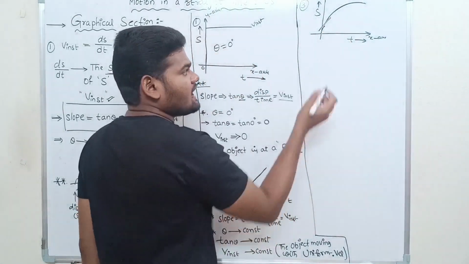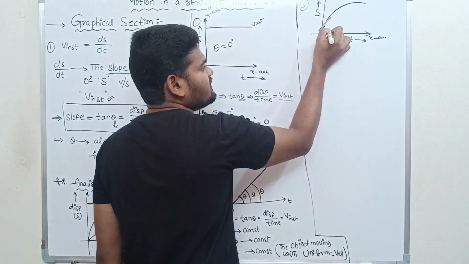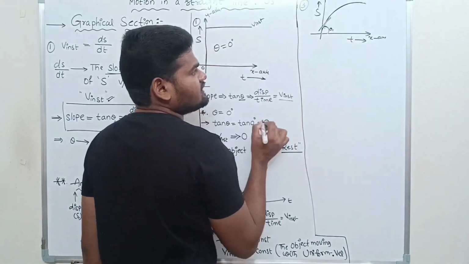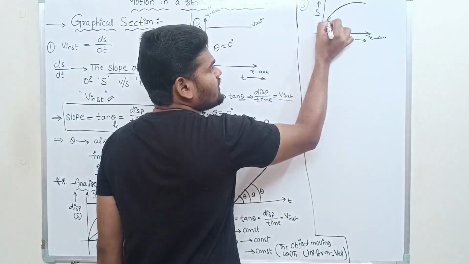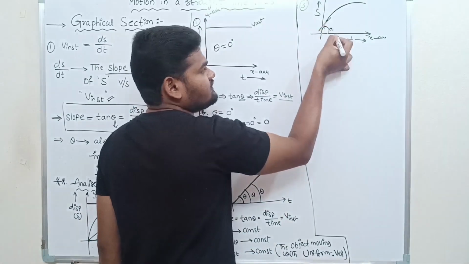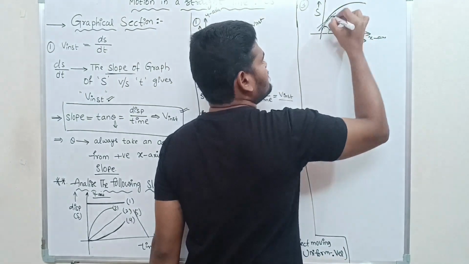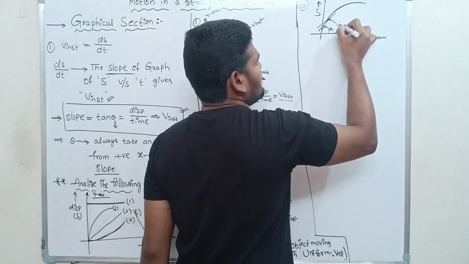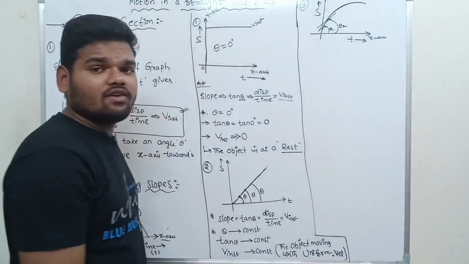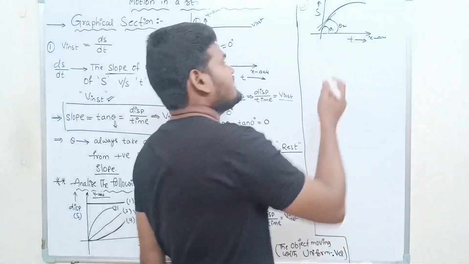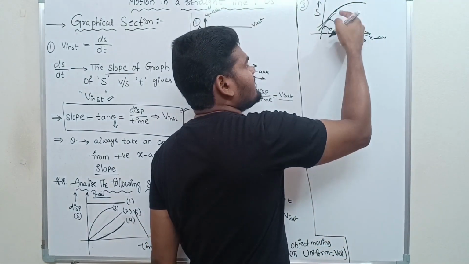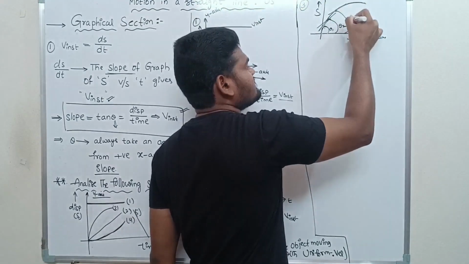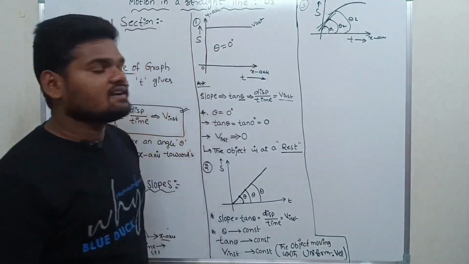Now we have to take the angle theta from the positive x-axis. Let us say this is the angle theta 1. I am taking the next point on the slope. To find the angle theta, we have to draw the tangent and then consider the angle theta. Again, if you want to find the third angle on the slope, just take the point, draw the tangent, and from the positive x-axis, take the angle theta.